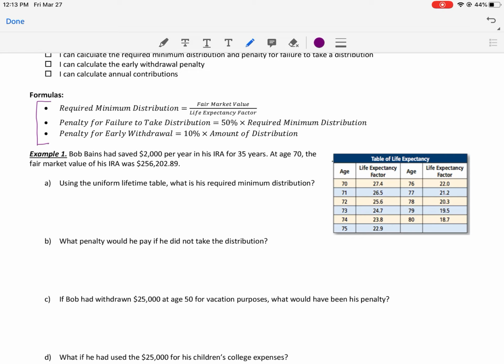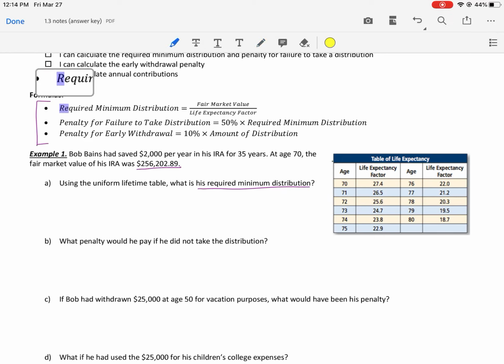So Bob Baines has saved $2,000 per year in his IRA for 35 years. At age 70, the fair market value of his IRA is $256,202.89. So he's saying over the course of that time, that money has continued to double and double. So even though he only put in like $70,000, he's got $256,000 now. Using the uniform lifetime table, what is his required minimum distribution?